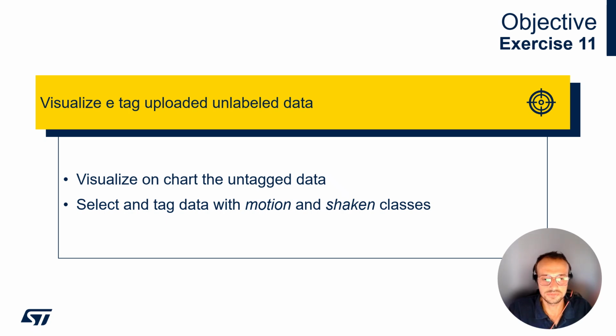The objective of this exercise is to visualize and label the data that have been uploaded in the previous exercise. To do that, we'll visualize on chart the untagged data, and then we'll select the intervals that we want to tag with the classes of the dataset.